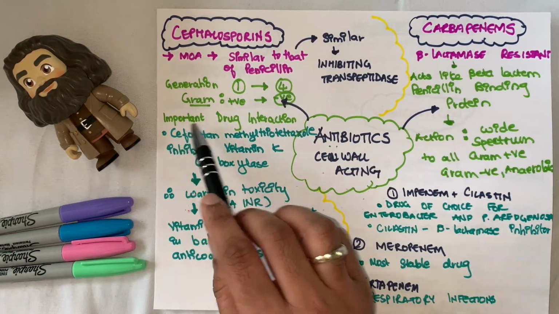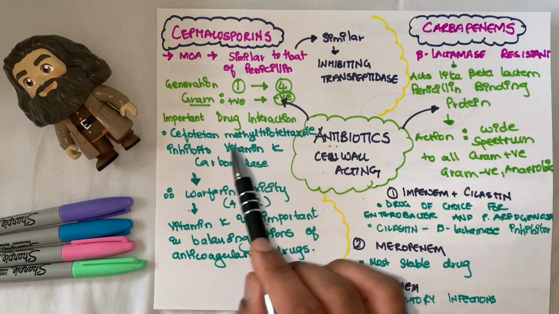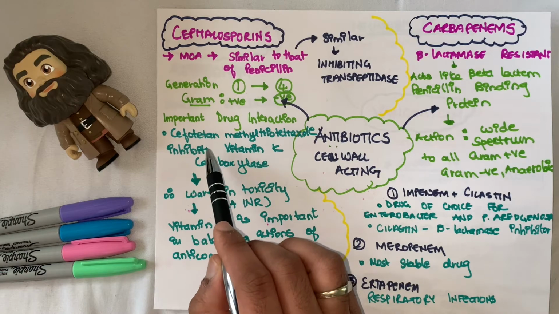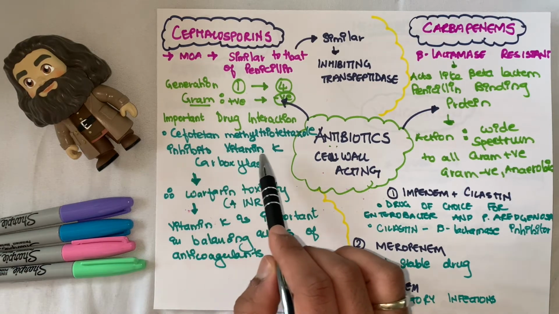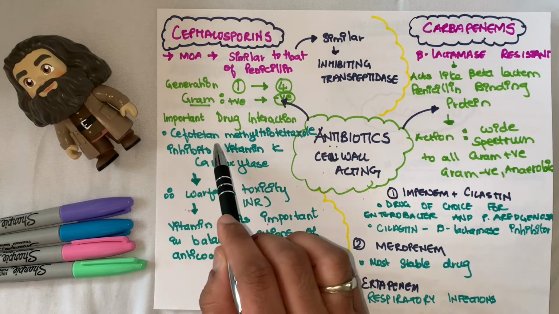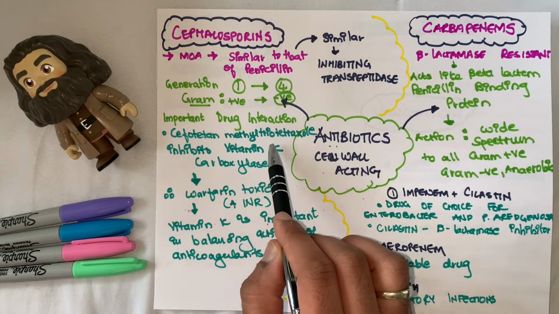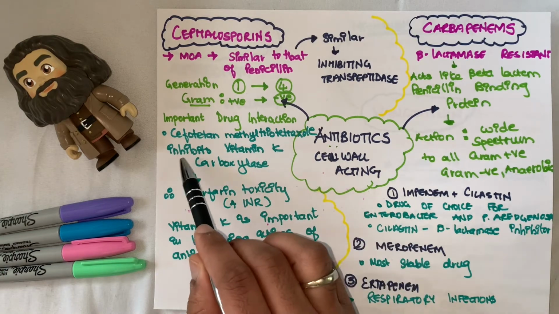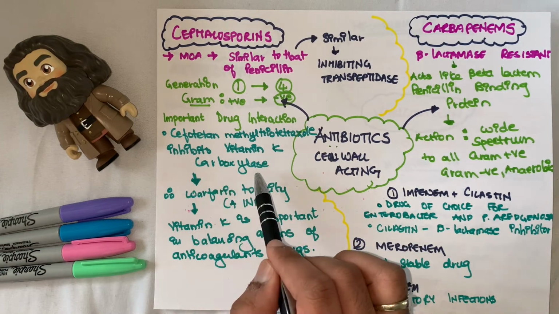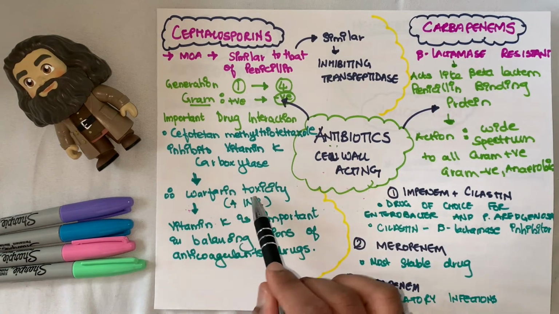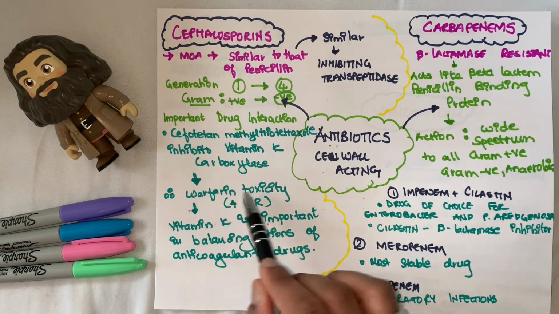Now, important drug interactions. I really need to point out here that cefotetan is a drug that inhibits vitamin K carboxylase. Specifically speaking, cefotetan, and methylthiotetrazole. That combination of drug will inhibit vitamin K carboxylase. Now, why is that so significant? Well, it leads to warfarin toxicity and increased INR.